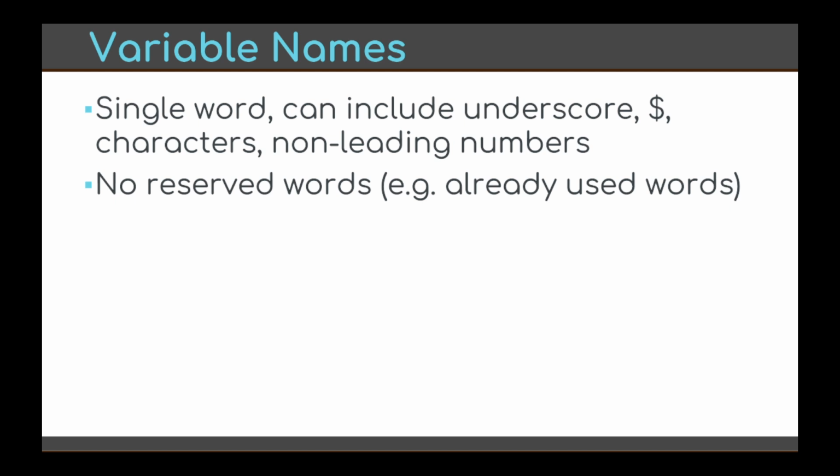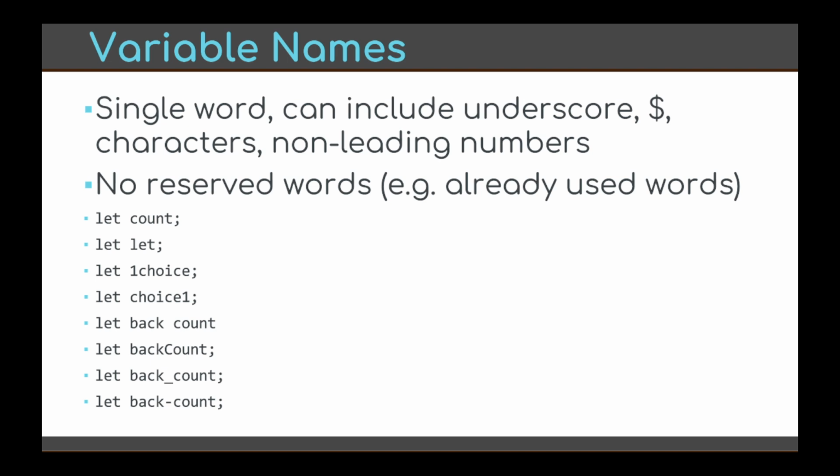So variable names are single words, meaning they don't have any white spaces, like we talked about before with camel case. That's a way of making sure we don't have any white spaces in our names. Just like our command names have no spaces in them, our variable names follow a very similar set of rules. They can include an underscore, a $, characters, and numbers as long as they aren't the very first thing in the name. And you can't use the reserved words for the language, ones that are already used, like let or function, or var. So let's take a look at some of these.